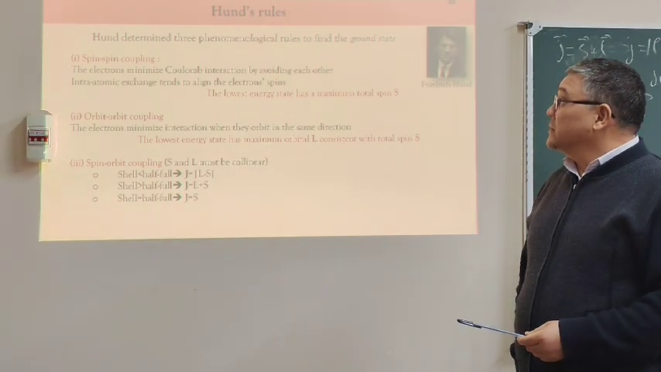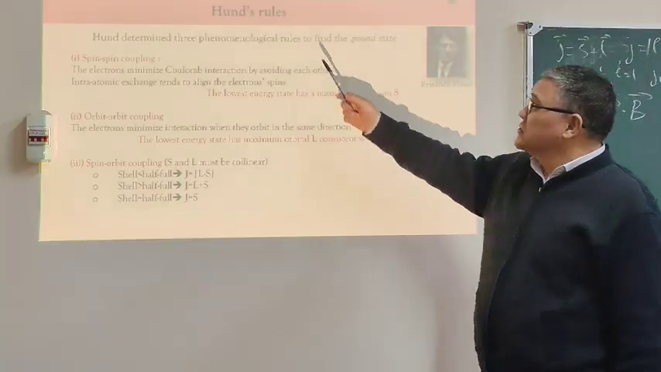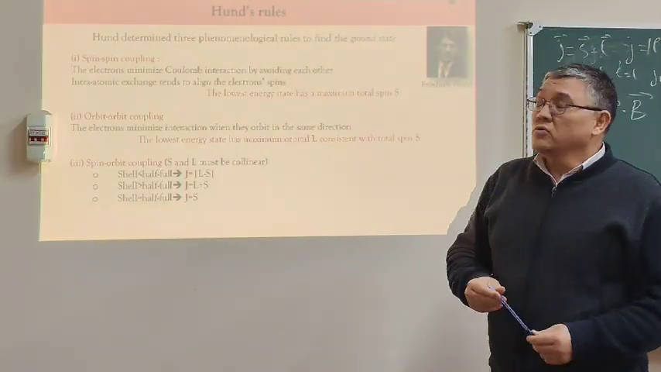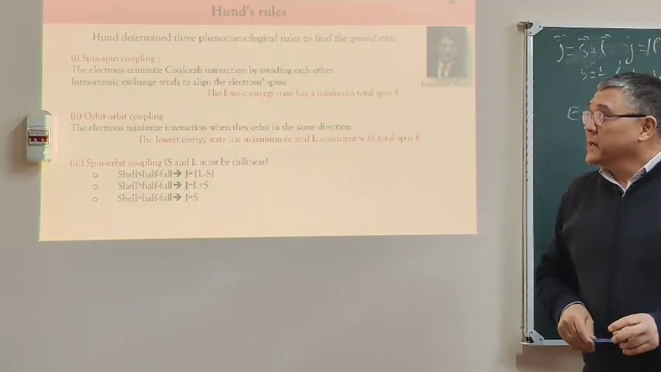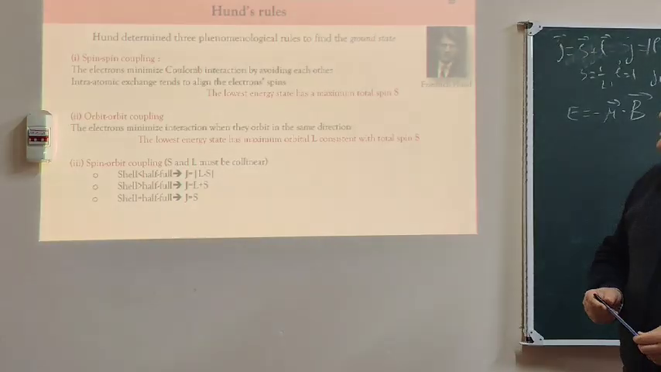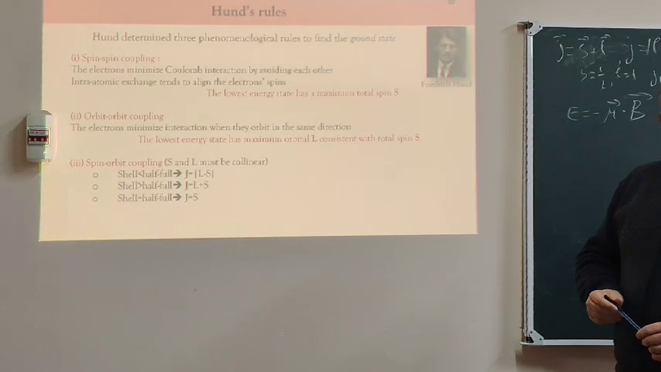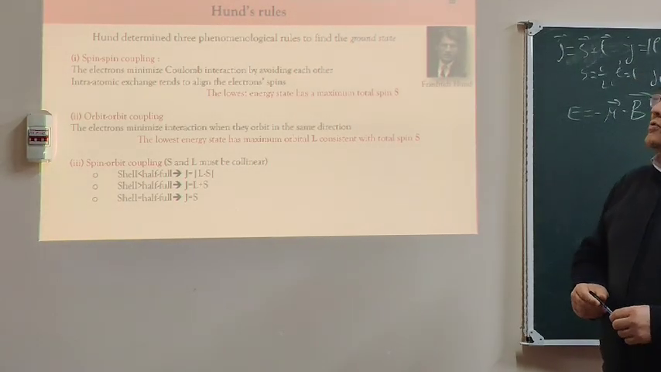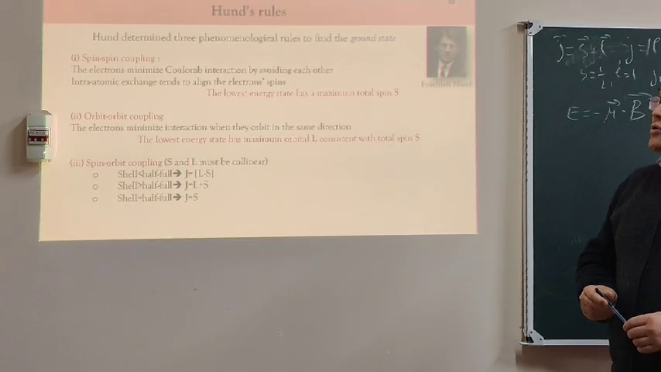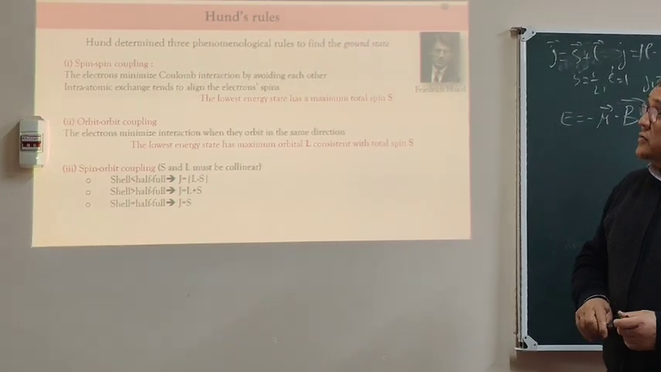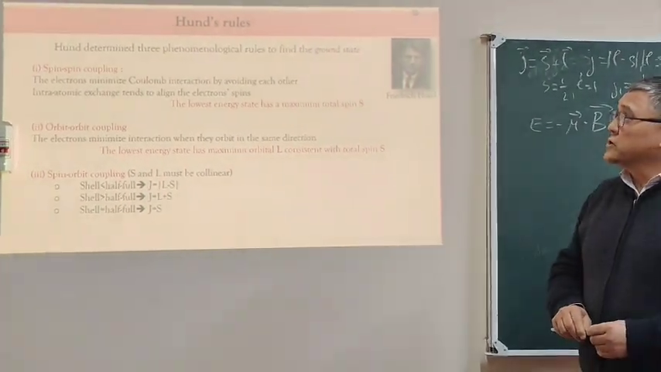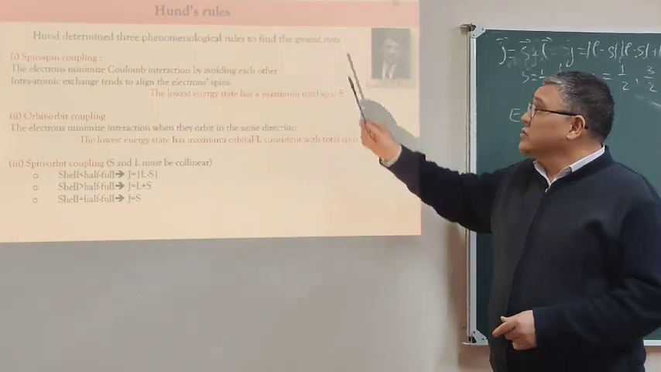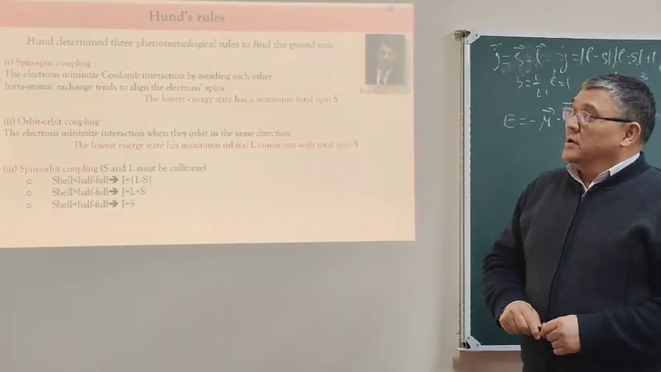Today we are going to go over Hund's rules. Hund's rules determine in which way we are going to fill electrons on the electronic orbits of the atom. Hund's rules apply to find the ground state of the atom.